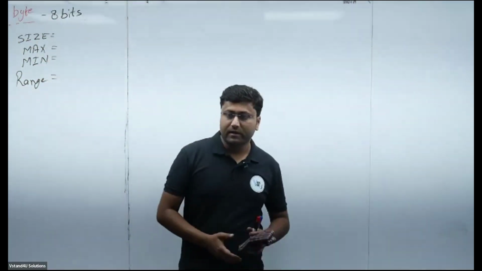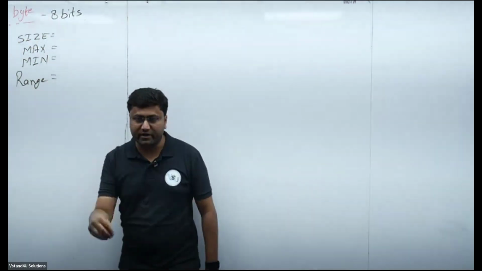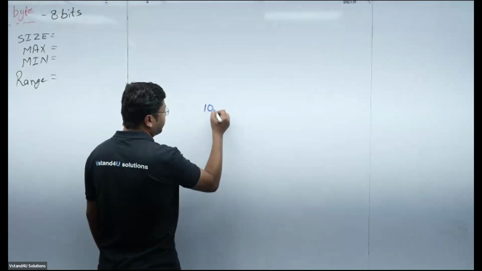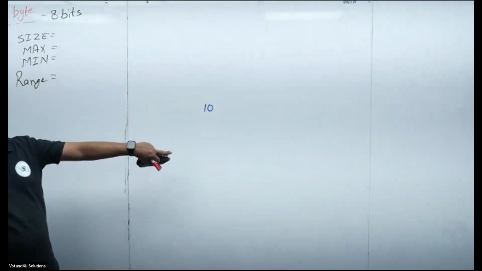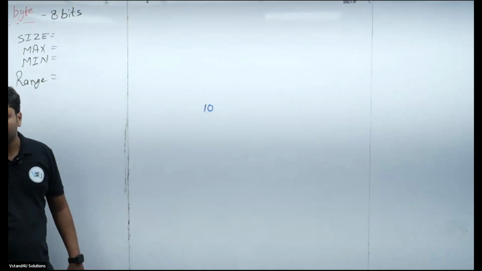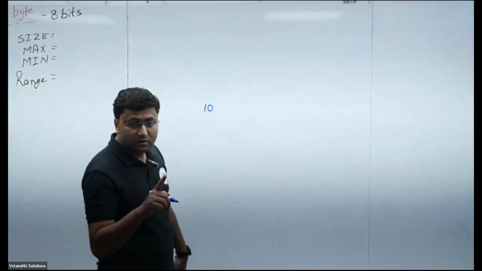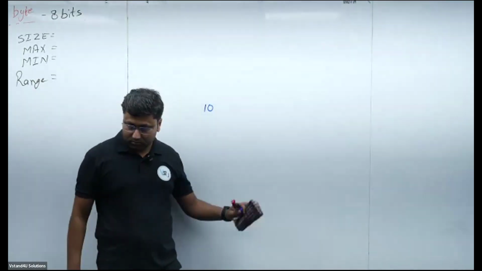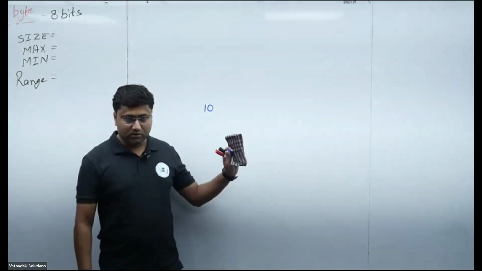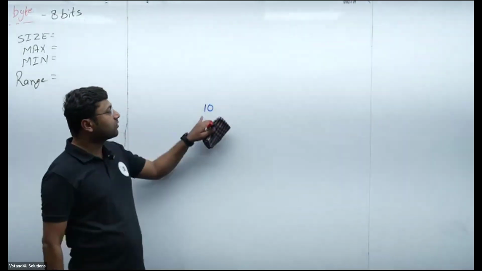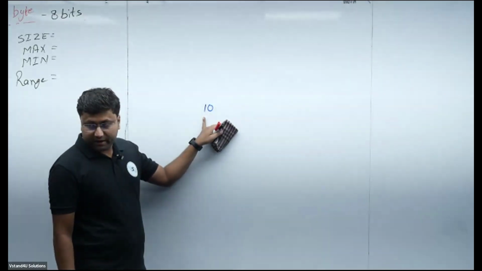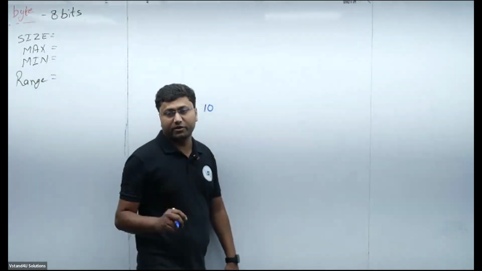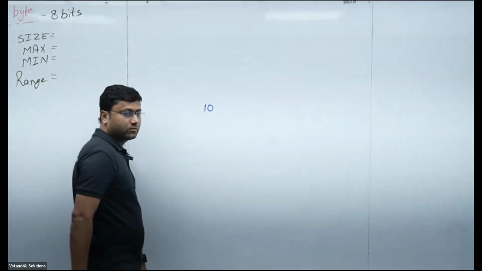Whenever we are trying to store something in a computer, suppose I want to store the number 10. Internally, how would it be stored? In the form of a combination of 0 and 1. Do you agree? The machine understands 0 and 1. So what is actually going to be stored is a 0, 1 combination equivalent to 10.